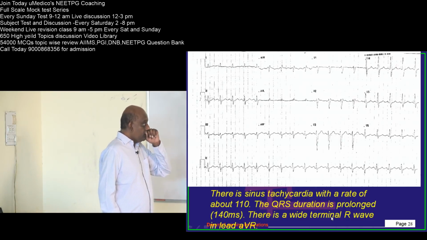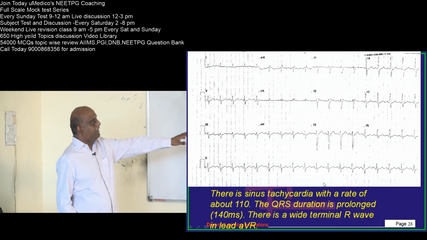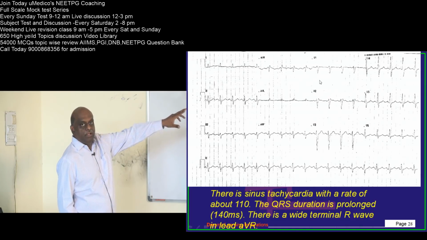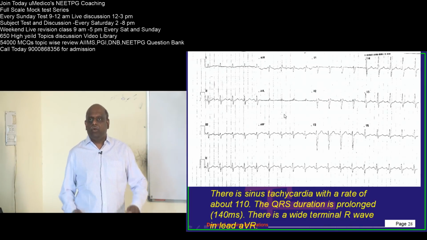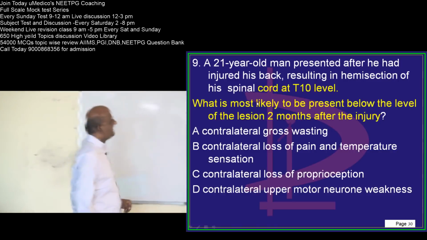Then QRS is prolonged and there is a wide terminal R wave in the lead AVR. R wave is a positive wave. You don't expect a positive wave in AVR. All waves are negative waves in AVR. So that is what you need to remember.